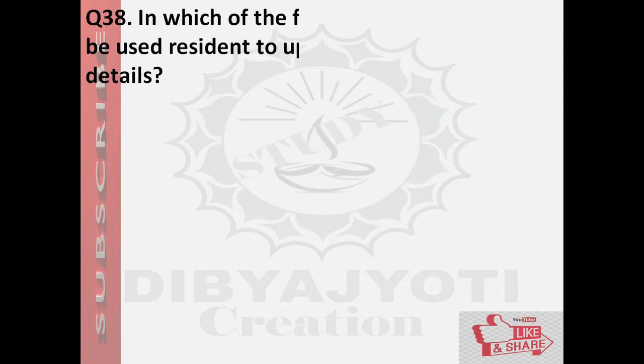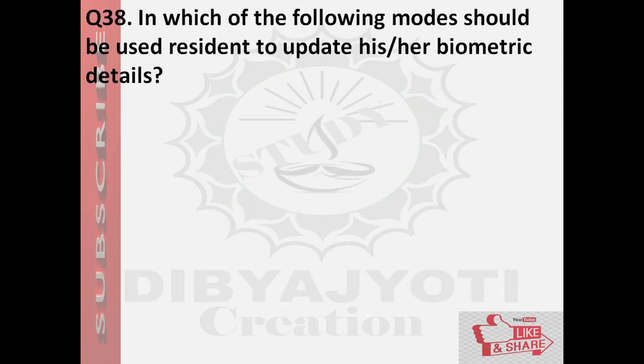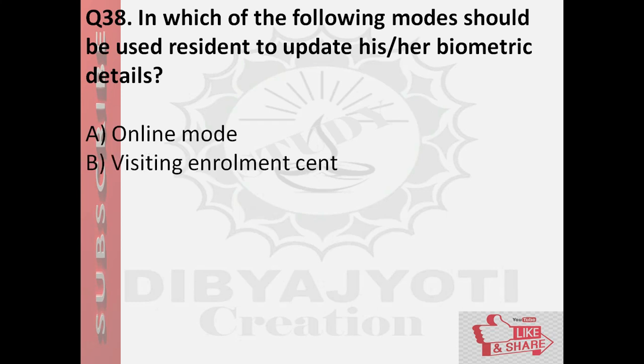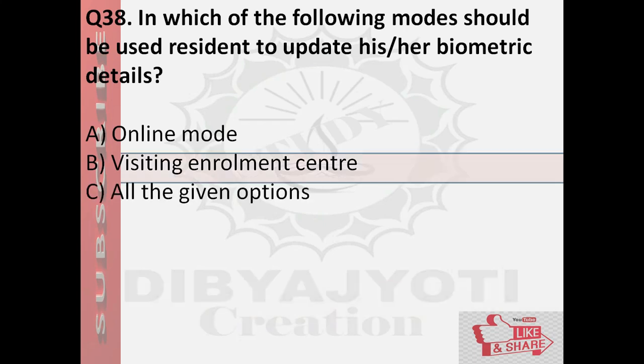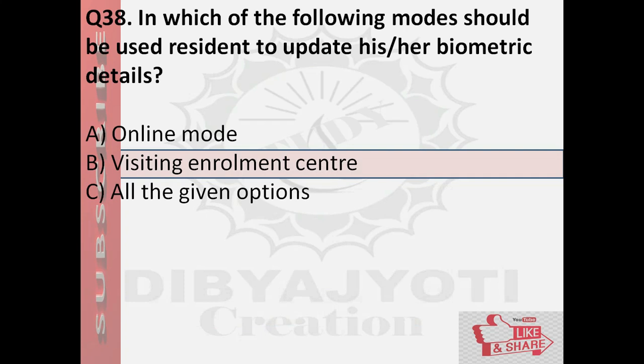Question number 38, in which of the following modes should be used resident to update his or her biometric details? Options are option A, online mode, option B, visiting enrollment center, option C, all the given option. And answer is option B, visiting enrollment center.